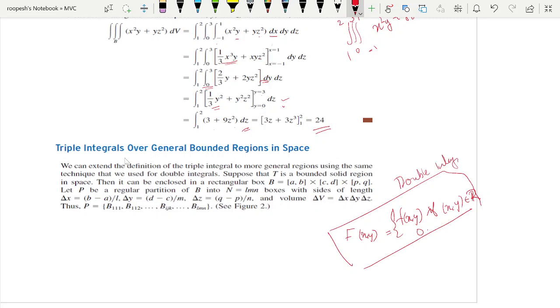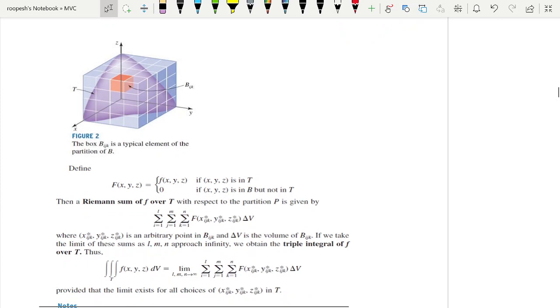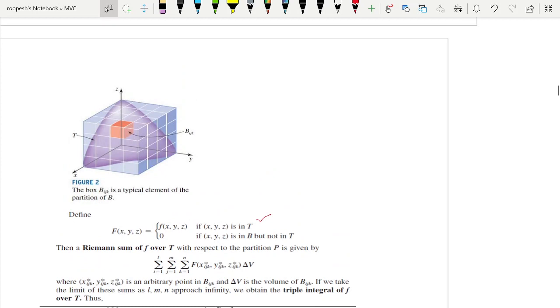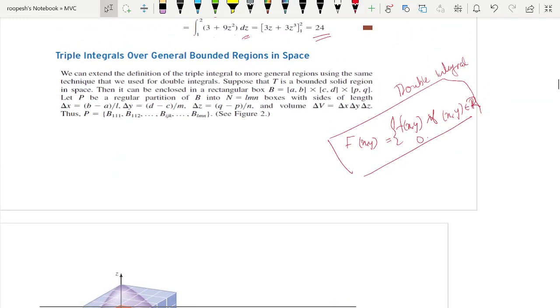In the double integral case. So here we have the triple integral, and here also you can define the function the same way. So here's the way, see it. F of x y z equals f of x y z if x y z is in T. What is T here? See in the picture, T is given, this is your T. That means the required region or the required solid, right? If your x y z is in here, you find f of x y z, otherwise it is 0. So here is given.